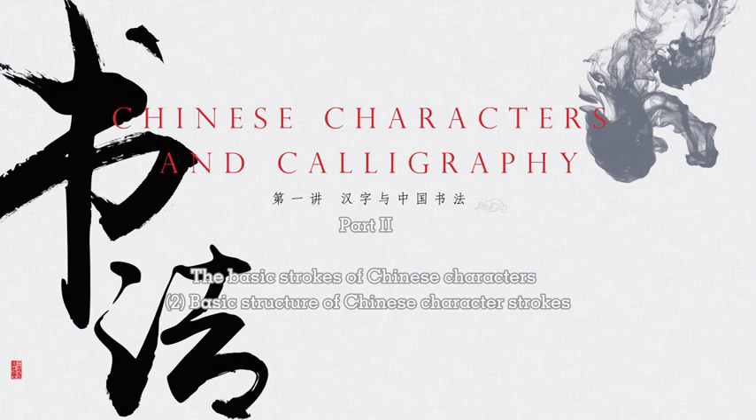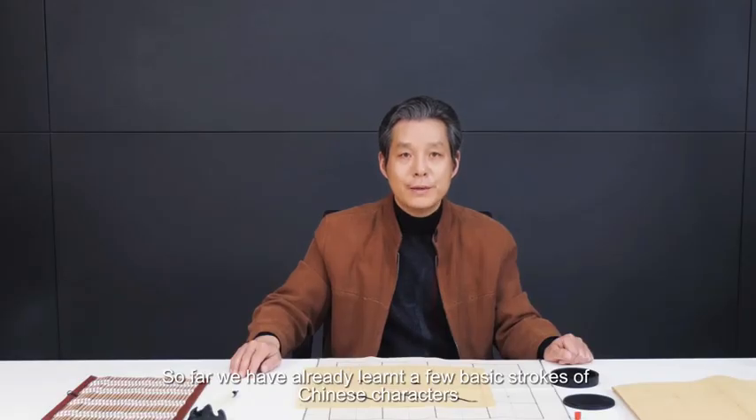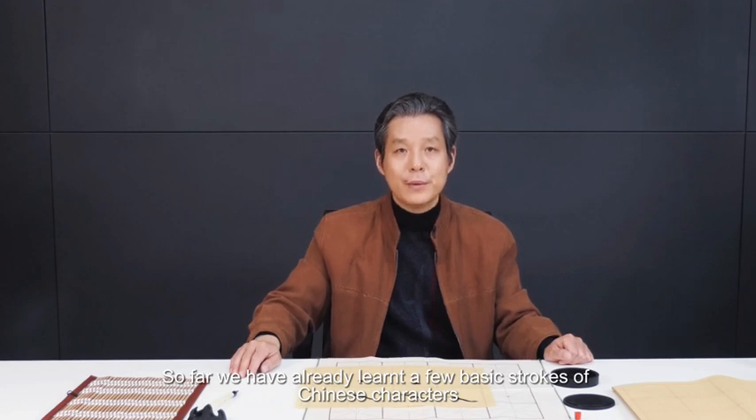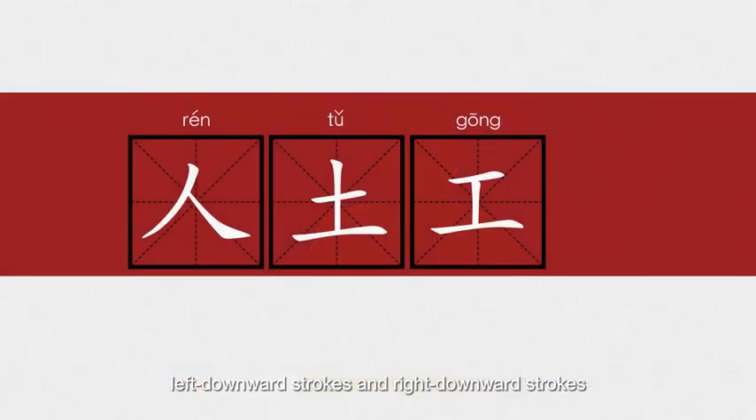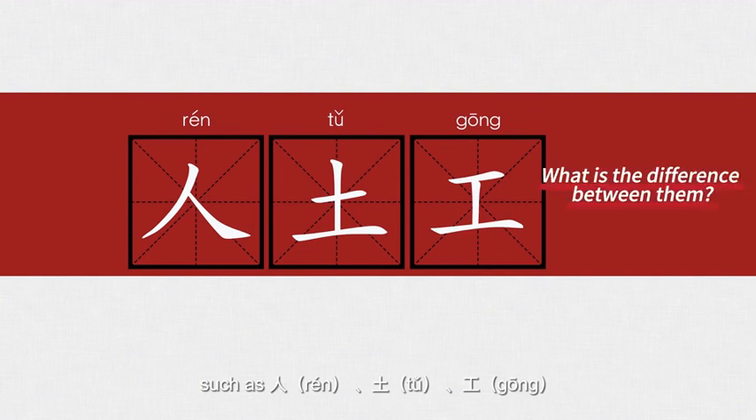Next, let's come to the basic structure of Chinese character strokes. So far, we have already learned a few basic strokes of Chinese characters. Now, let's look at some simple Chinese characters. They are all made up of the simplest horizontal strokes, vertical strokes, left downward strokes, and right downward strokes, such as 忍, 土, 公. What's the difference between them?